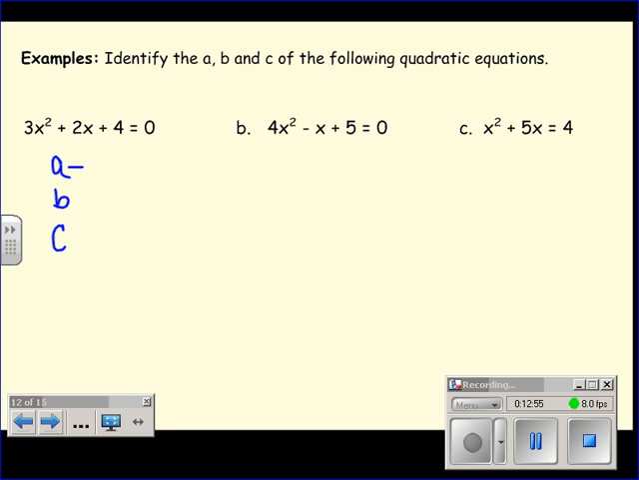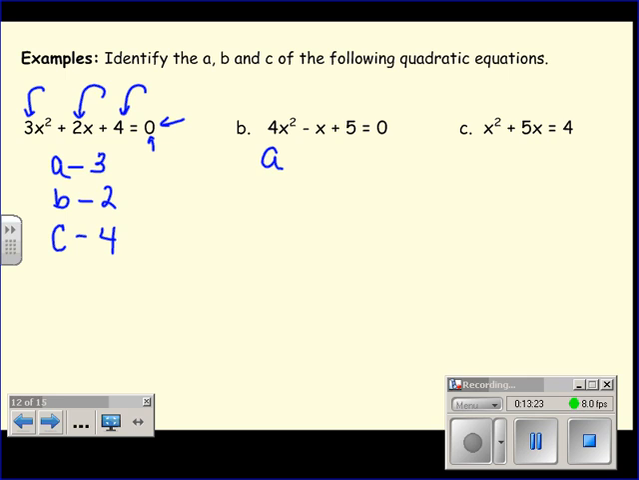My A here will be my number in front of x squared, so that is 3. My B is the number in front of my x, which is 2. And my C is the constant, which is 4. You need to remember, though, when you're looking for your constant, you must have a 0 here. If you do not have a 0 on the right-hand side of your equation, you need to move all your numbers to the left-hand side so that you have a 0, and then determine your A, B, and C.